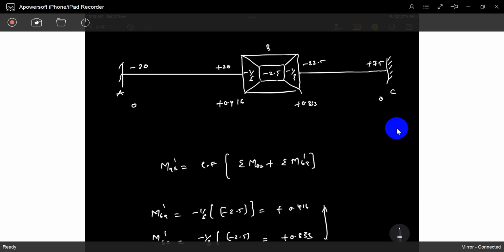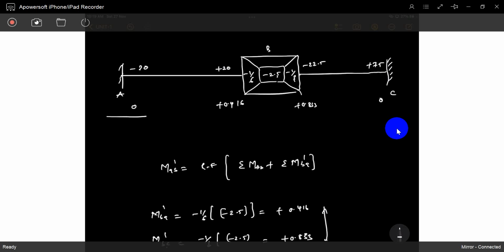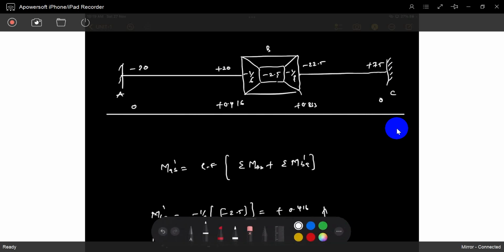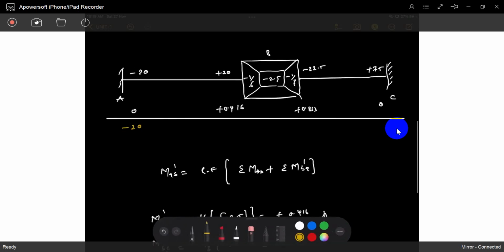So what is the final moment? Final moment is, now we can observe: fixed end moment plus own rotation contribution multiplied with 2, plus rotation contribution from the far end. For the far end, 0.416. What is that value? That value is minus 19.58. So here you will get plus 20 plus 0.416 multiplied with 2. BA has far end A. A has rotation contribution 0. So this value is 20.832.